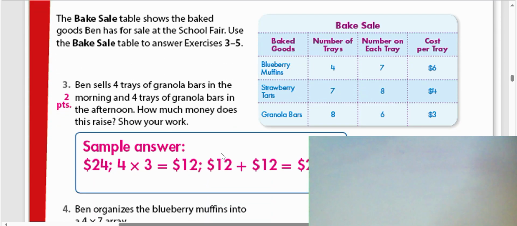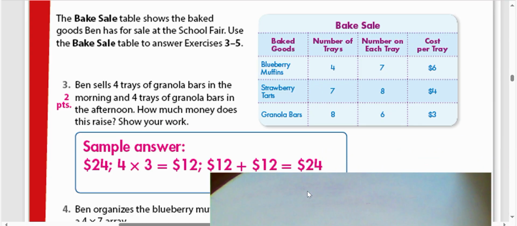Next question. We can multiply between the numbers here to find the result. Like the last example, the total answer is 4 times 6. 4 times 6 equals 24. We can also add 4 times 3 is 12, 12 plus 12 equals 24 here. Ben sells 4 trays of garden bars in the morning and 4 trays of garden bars in the afternoon. How much money does he raise? Show your work. We write 3 times 4 equals 12 and 3 times 4 also equals 12. Understood?